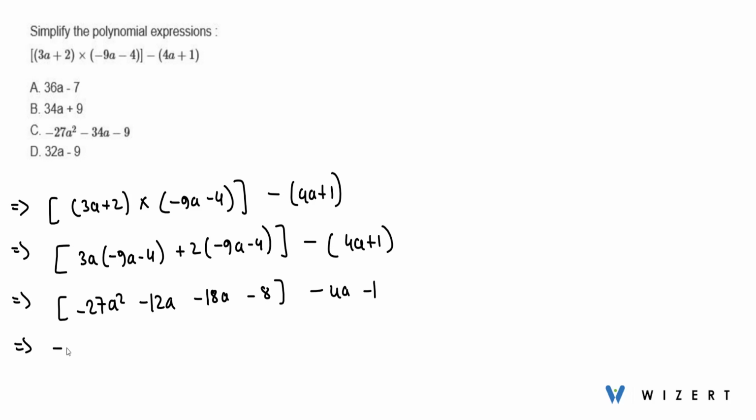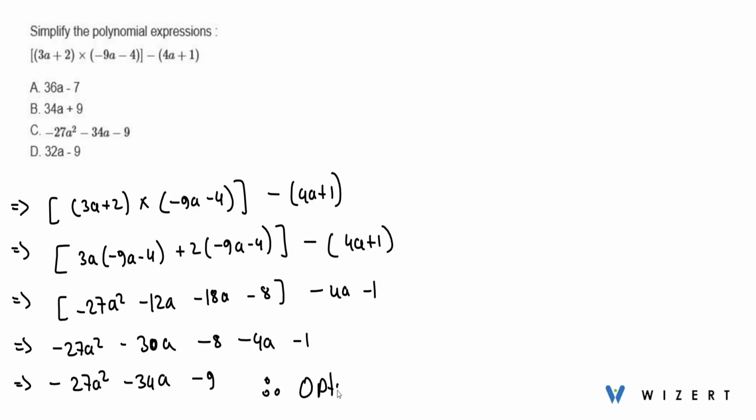So minus of 27a square minus of 12a minus 18a will become minus 30a, then we have minus of 8, and then minus of 4a, then minus 1. So ultimately it will become minus of 27a square minus of 34a minus 9. Upon checking the options, we see that option C will be our required final answer.